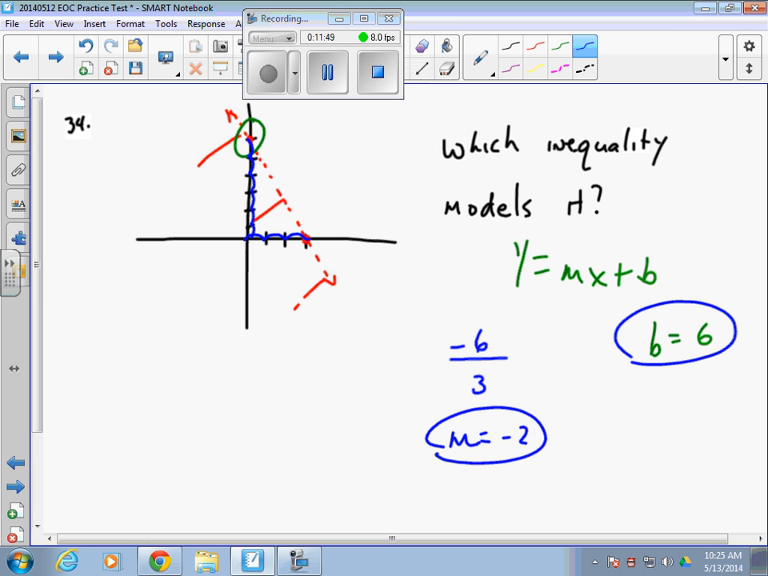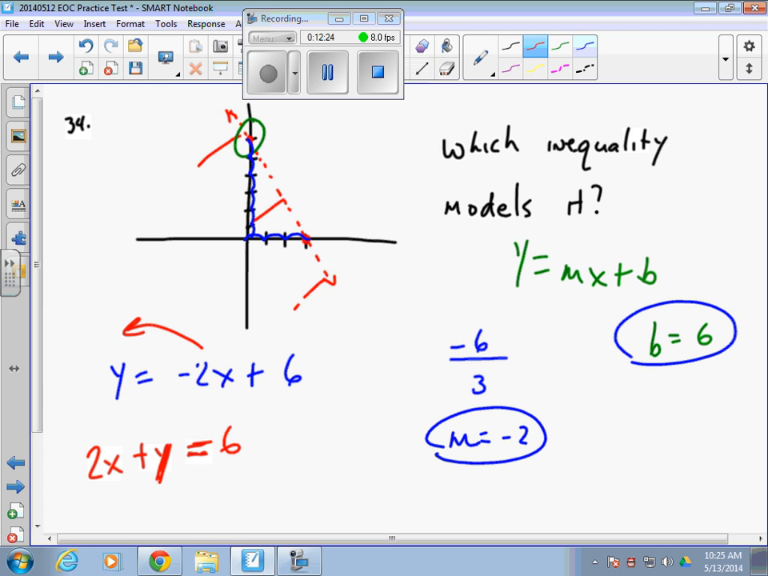Again, y equals mx plus b. Y equals negative 2x plus 6. Then all you have to do is make it into standard form, because you wanted to say ax plus by is equal to c. So you have to move this negative 2x over, and it becomes positive 2x plus y equals 6. Now we know this is not an equation though. Had it been an equation, it would be done at that point. 2x plus y equals 6.